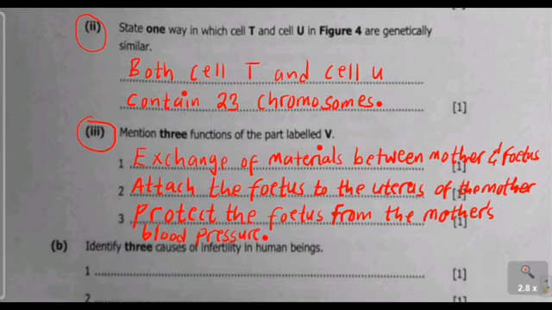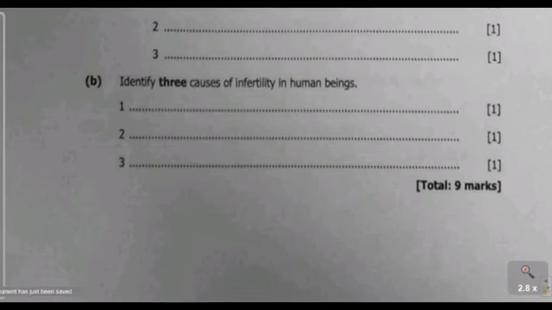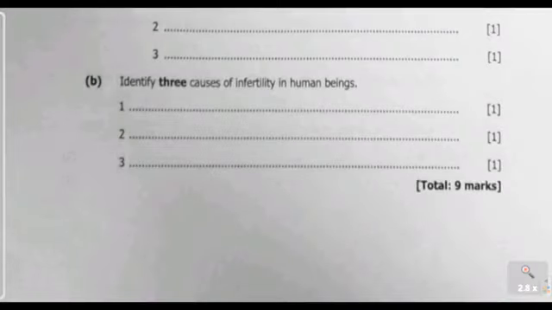We now move on to our question E, B. So this is our question B right here. Identify three causes of infertility in human beings. Before we answer this question, we need to understand the meaning of the term infertility. Infertility is the inability of a couple to conceive.